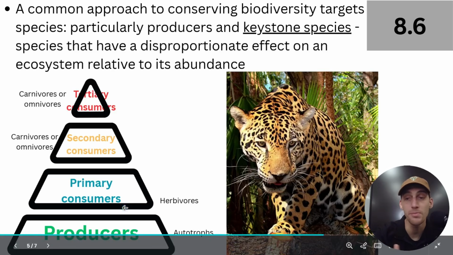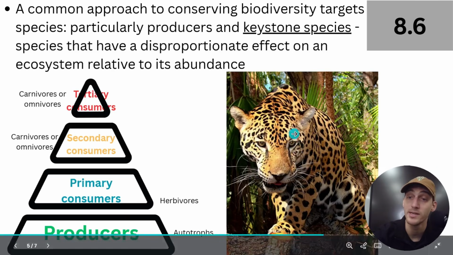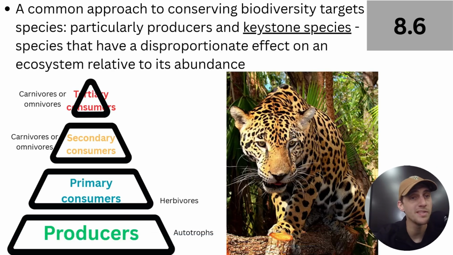So those need to be protected, but also keystone species like this jaguar over here. And that's why I put it on the title page. Keystone species are species that have a disproportionate effect on an ecosystem relative to their abundance. So that means it's not a very common species. It's not one that you see a lot of. The relative abundance of that species in the ecosystem is pretty small, but they play such an important role in the ecosystem that if it's not there, the ecosystem tends to collapse.